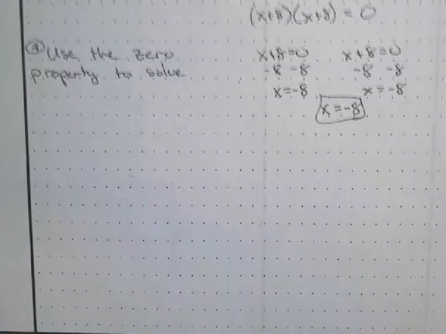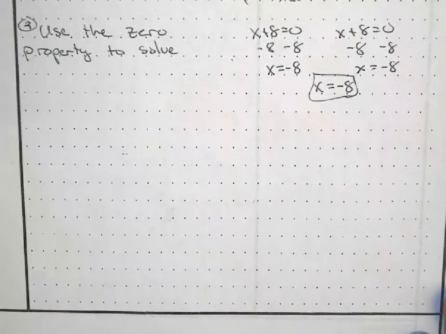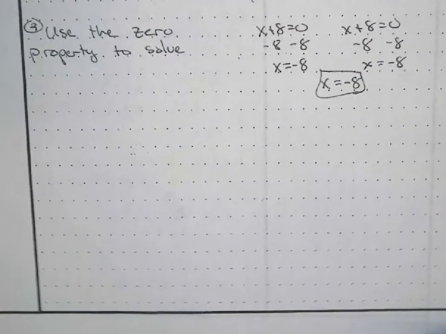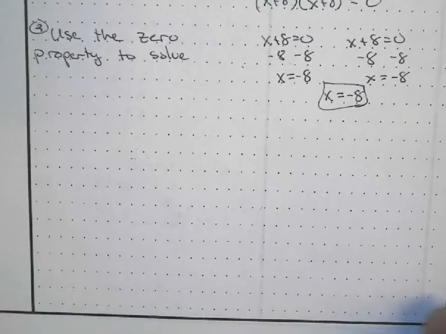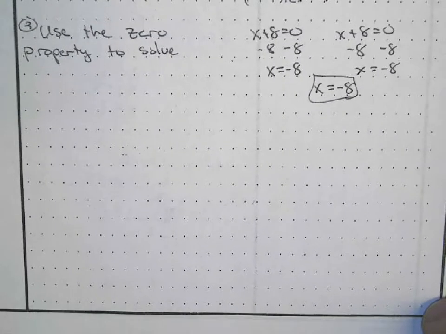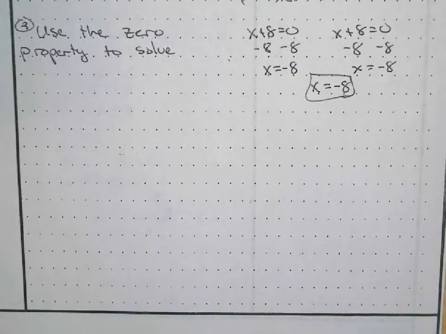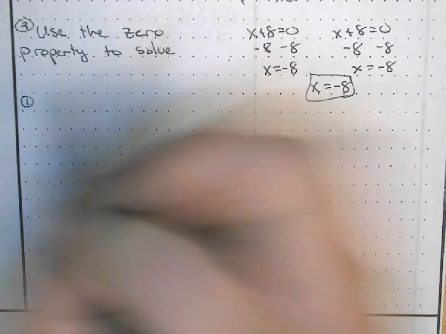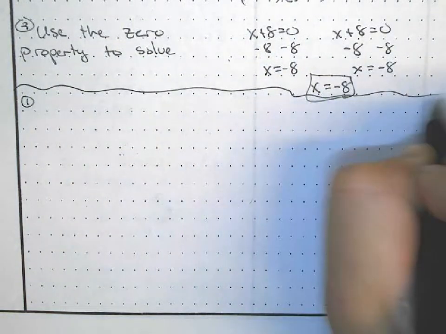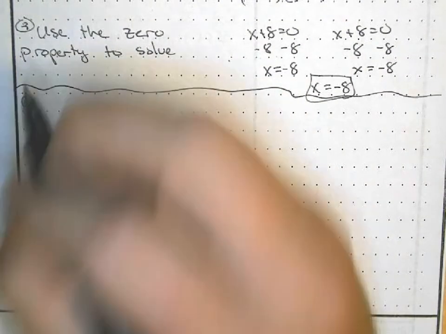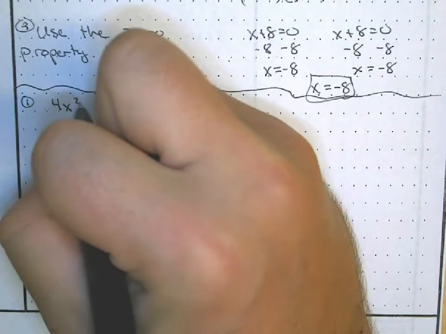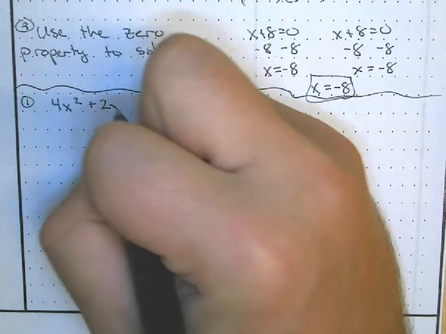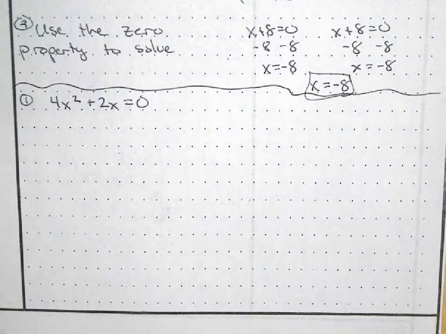Okay, let's do a couple more examples. The first one I'm going to do is if, say, we just have a greatest common factor. So this is kind of like the easiest one, but since it's not our AC method, we tend to make it more difficult. So let's say I had this problem right here. Number one, if I had 4x squared plus 2x equals 0.